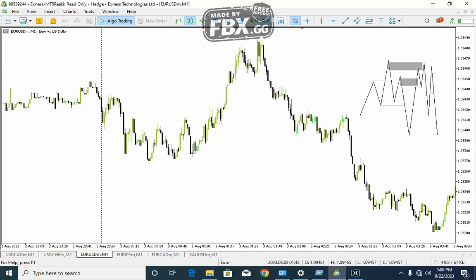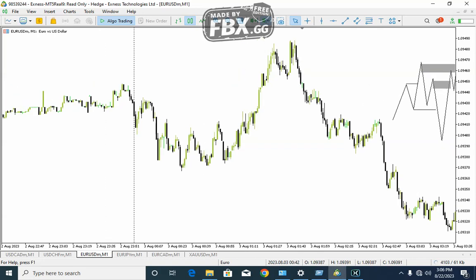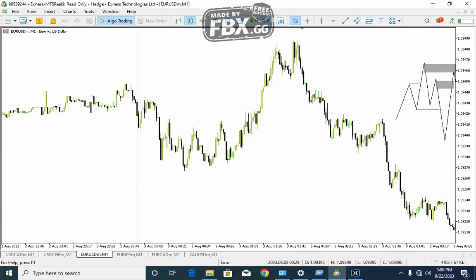So now let me give you a live example of what I mean by this particular concept called flip zone. You can see this is the 3rd of August 2023. You can see the market broke structure to the downside on the 1 minute time frame, right? So this is a 1 minute time frame, and the market broke structure to the downside.